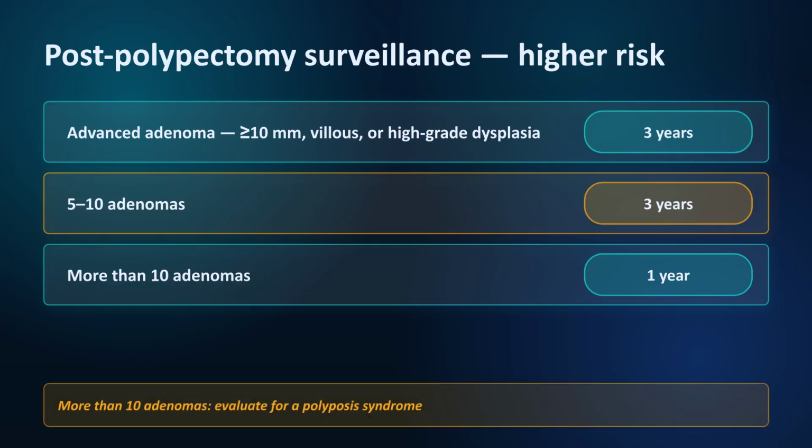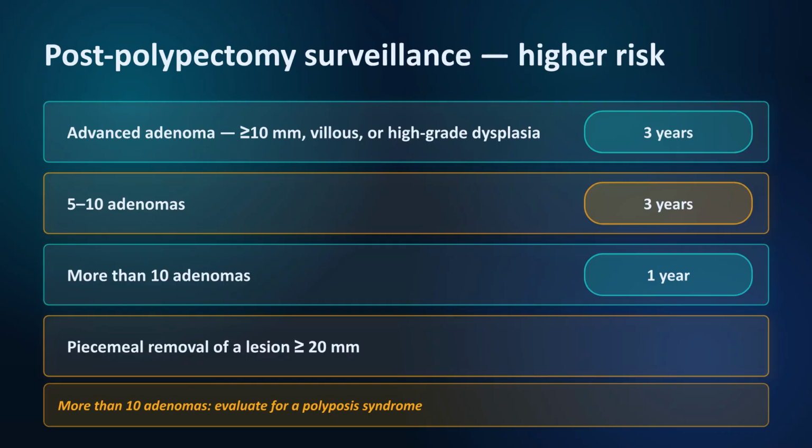And the shortest interval of all, when a lesion 20 millimeters or larger was removed piecemeal rather than in one piece. The scar is re-examined in 6 months, because piecemeal removal leaves residual tissue behind more often than we would like. That 6-month look is a recheck of the site, not a full surveillance exam.